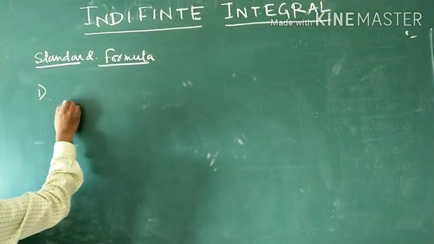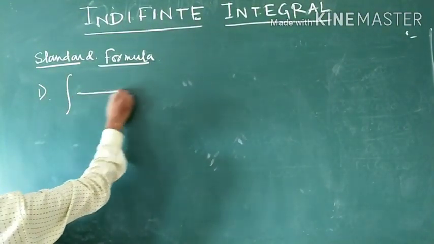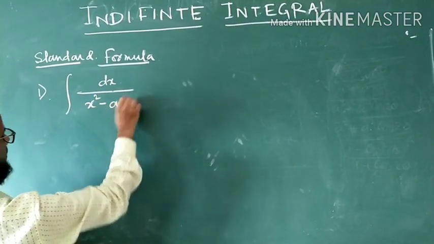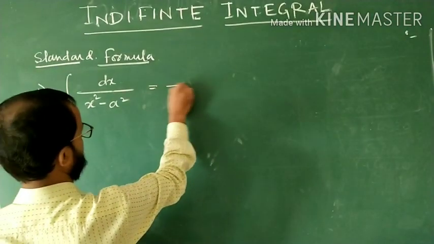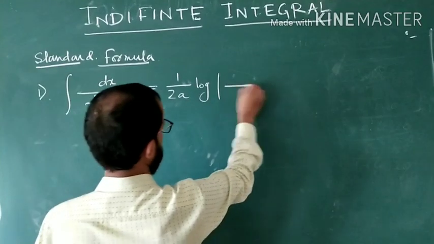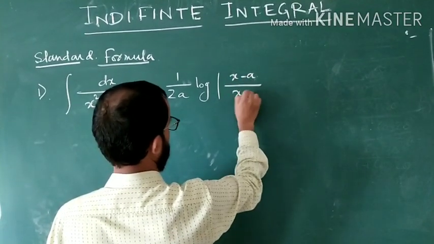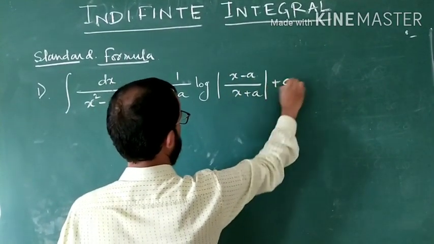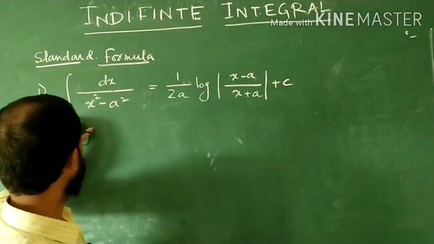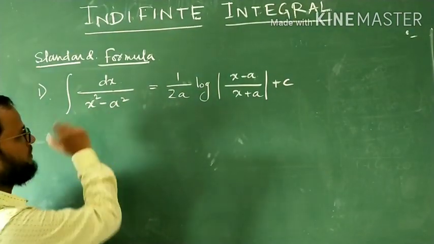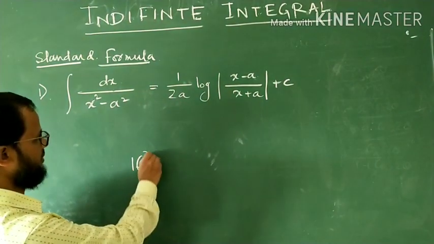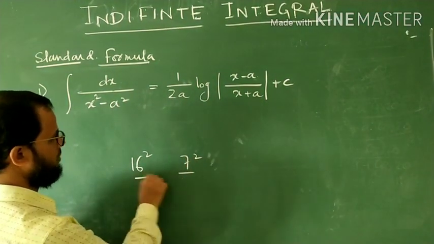First one, integration dx by x square minus a square. The formula is 1 by twice a log modulus x minus a divided by x plus a plus c. How to remember this particular integral? This is very, very important. So your expression is what? Difference of two perfect squares. This is a perfect square, this is a perfect square. Like suppose 16 square or 7 square. These are called perfect squares.